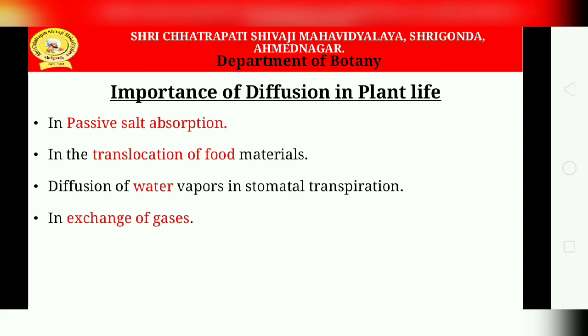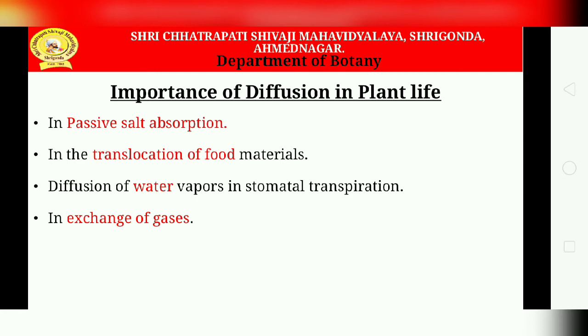Now the next one is the importance of diffusion in plant life. In passive salt absorption, diffusion plays an important role, where ions are absorbed by a simple process of diffusion. Next, in the translocation of food materials over a short distance.